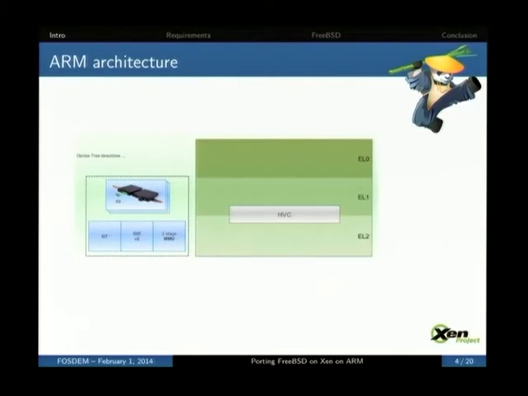On the ARM architecture, everything is described by the device tree. The device tree is a hierarchical description of the hardware. It explains what the network card is, what the memory regions are, and what the interrupts are. It also describes a few pieces of hardware which will be used by Xen: the generic timer, the GIC, which is the interrupt controller, and the MMU to be able to have page tables.